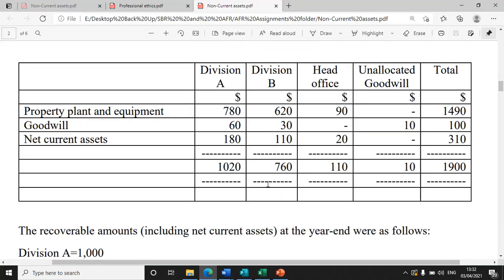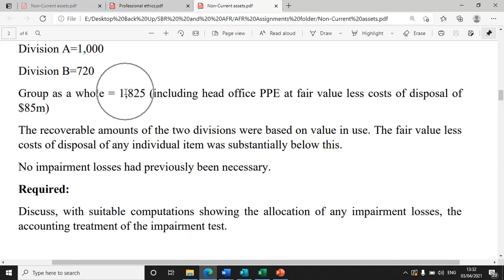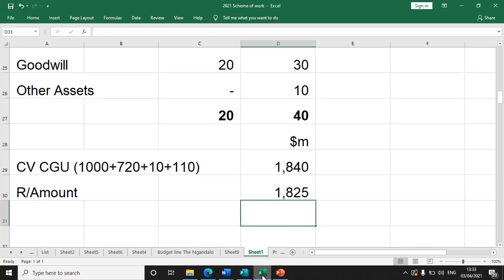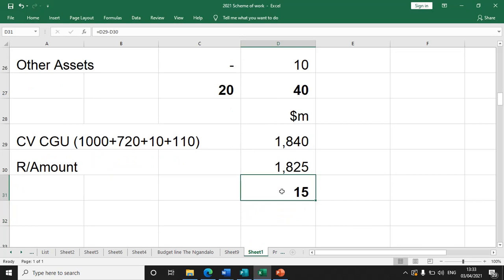Maybe I can go there so that I can just show you where I'm getting this figure. You can see this 1825, so you will have to put it where it belongs, 1825. Okay, so let's find the difference between the two amounts, that minus this. Hope you can see we've got a 15 here. So how do we allocate this 15? Allocation, I think we need to discuss that again.